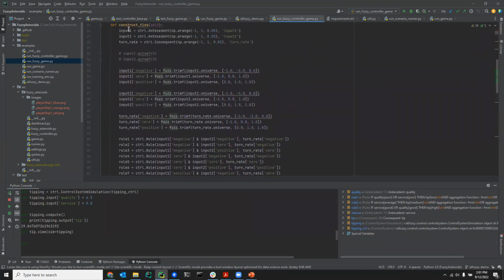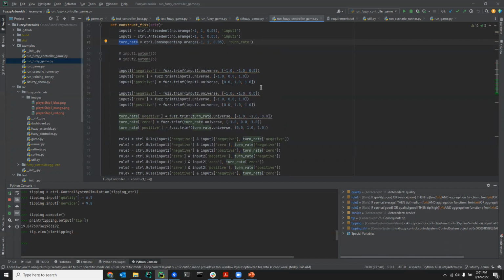So we're importing everything from skfuzzy that we need. We're going to go through and make our first input, which we're just calling input 1. We don't know what it is right now. That's fine. We have another input called input 2, and they'll have a range from -1 to 1. We also have turn rate being the output. So this is the consequent, the output from our single FIS that we're making right now.